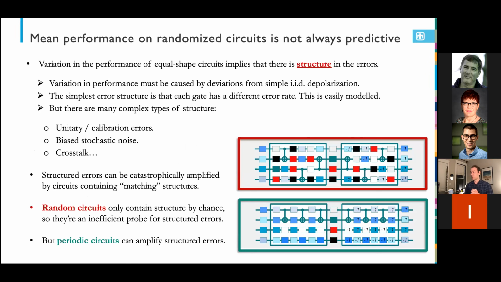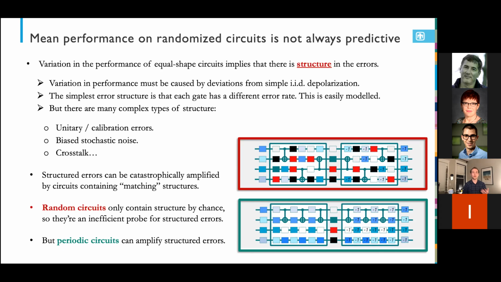And so what does that actually tell us about the device when we see this large variation in performance of equal shaped circuits? What this means is there's structure in the errors. So you cannot actually get this if you have that simple IID depolarizing model where you just have an error rate that I talked about at the start. And there's many different types of structure. Anything that's a deviation from this IID depolarization would be something we'd call a structured error. So something very simple is just that each gate has a different error rate. That's pretty trivial and easy to model.